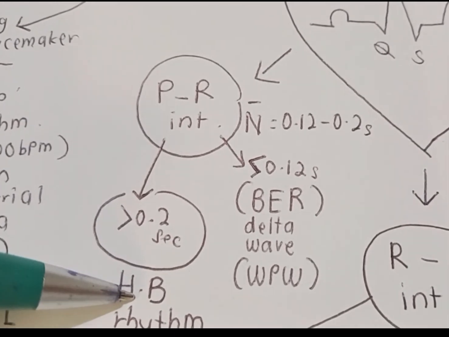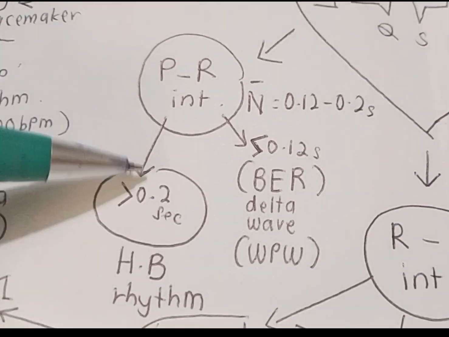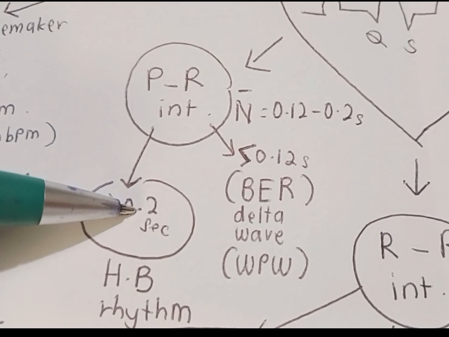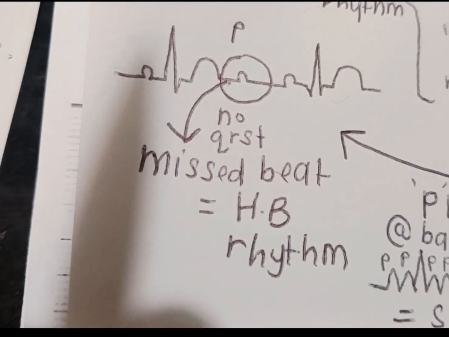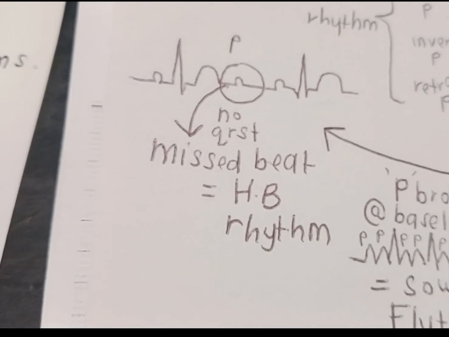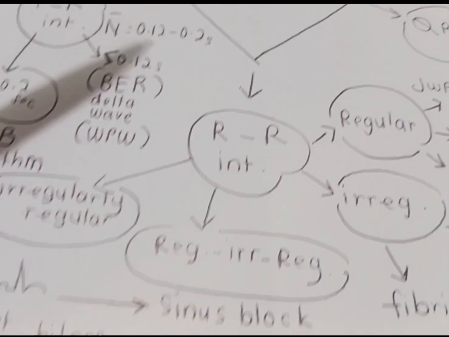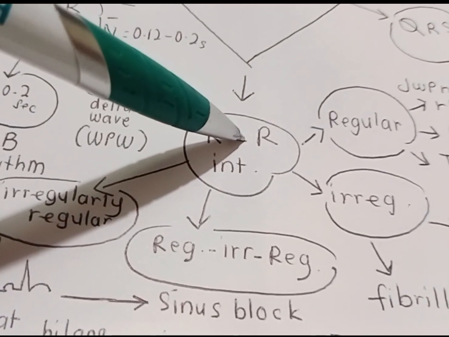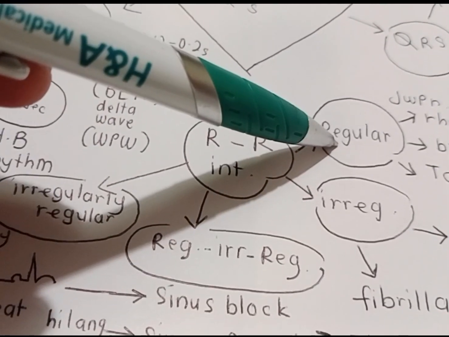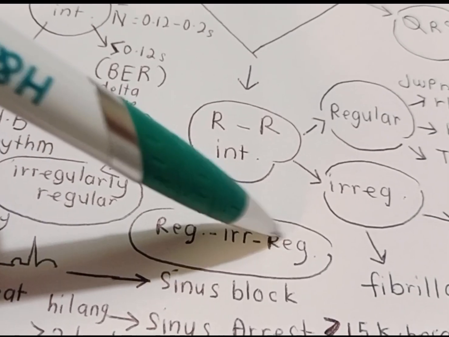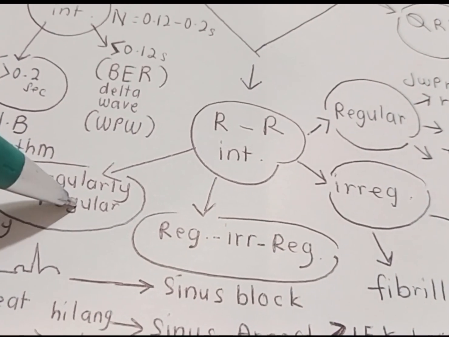So you all must remember, when we find the PR interval is more than 0.2 seconds, or we might see a P misfit, it is heart block rhythm. We go to the RR interval, where the RR interval can give us four answers, which are regular, irregular, regularly irregular, or irregularly regular.